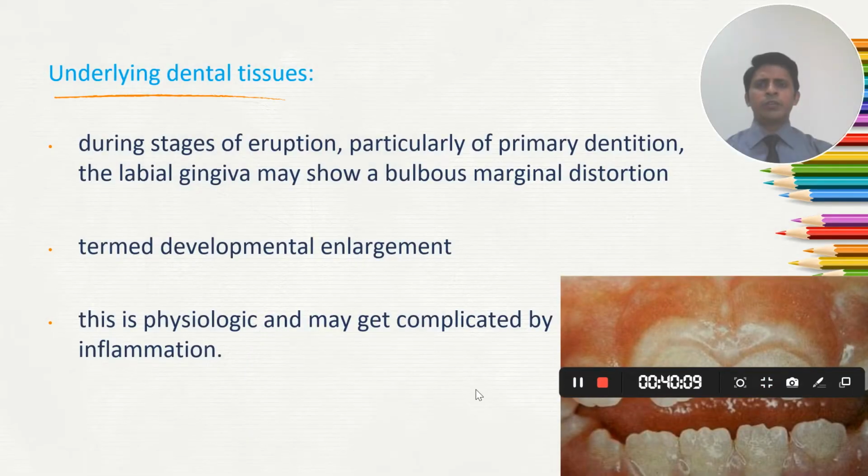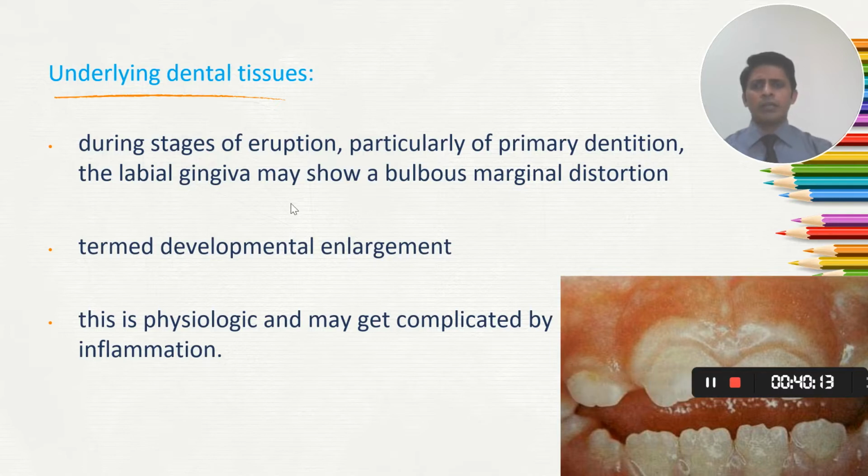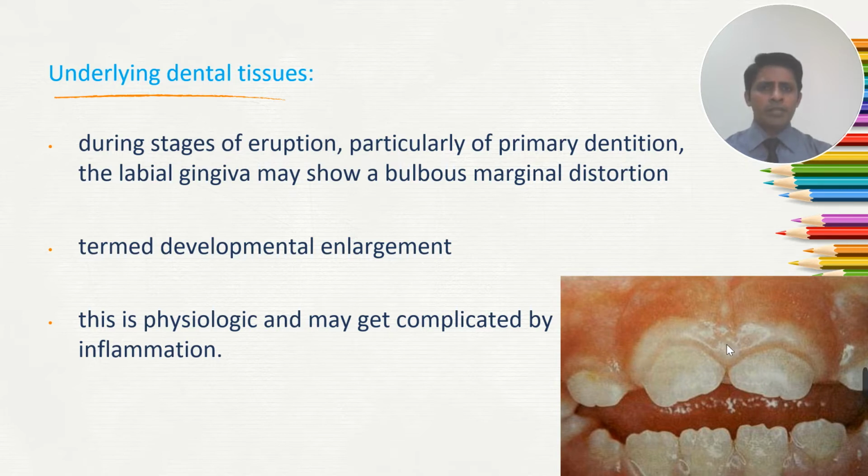Underlying dental tissues that may lead to a false gingival enlargement picture are seen during the stage of eruption of the permanent teeth, particularly in the primary dentition. The labial gingiva may show a bulbous marginal distortion showing as enlargement of the gingiva, and this is termed developmental enlargement. This is physiologic and may get complicated by inflammation.